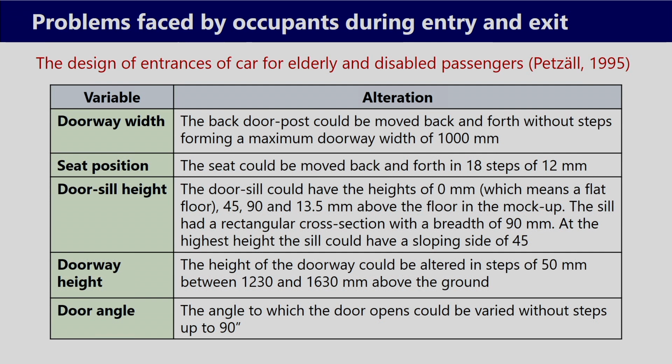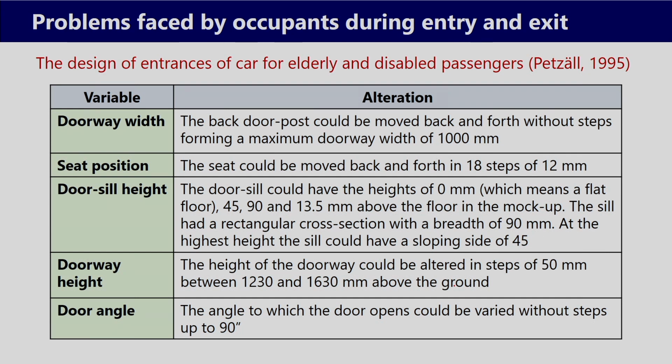Now, for the design of car entrances for elderly and disabled passengers, various guidelines have been provided by Petgel 1995. So, the variables are mentioned in the left side column, and what type of alterations are required is mentioned in the right side column. So, doorway width: the back door post could be moved back and forth without steps, forming a maximum doorway width of 1000 millimeter, that is 100 centimeter. Then seat position: the seat could be moved back and forth in 18 steps of 12 millimeter.